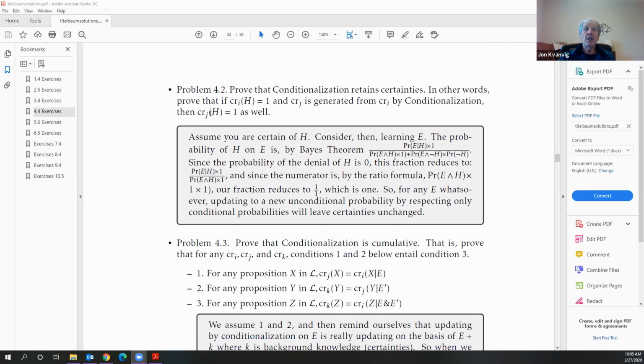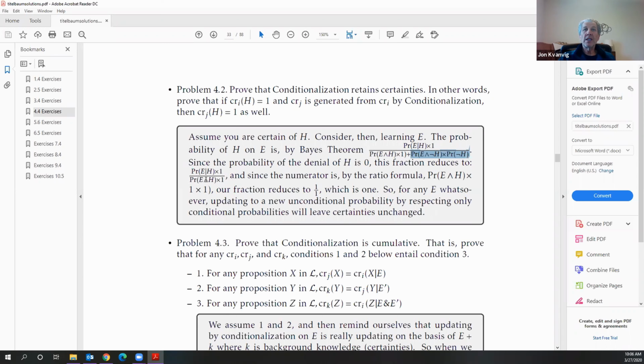The probability of H on E is, by Bayes' theorem, that formula. Now, instead of putting in the probability of H in the numerator, I put in 1, because we're assuming you're certain of H. Same thing in the denominator. And if the probability of H is 1, the probability of not H is 0. So this second number is going to be 0. Since the probability of the denial of H is 0, this fraction reduces to the probability of E given H times 1 over the probability of E.